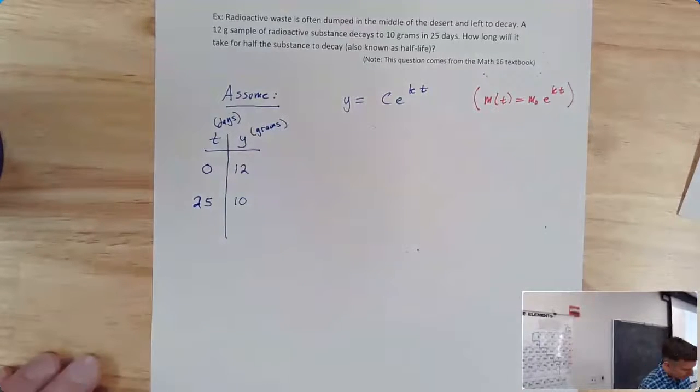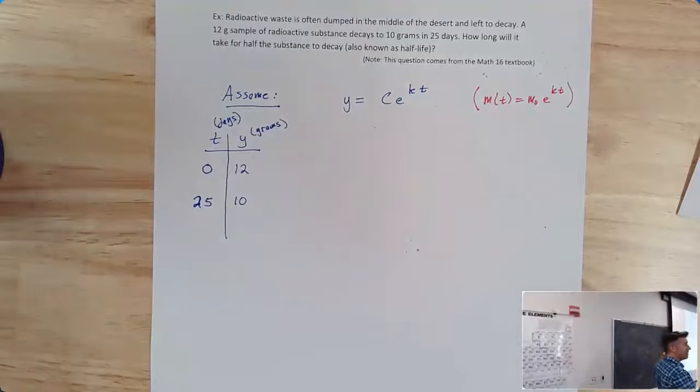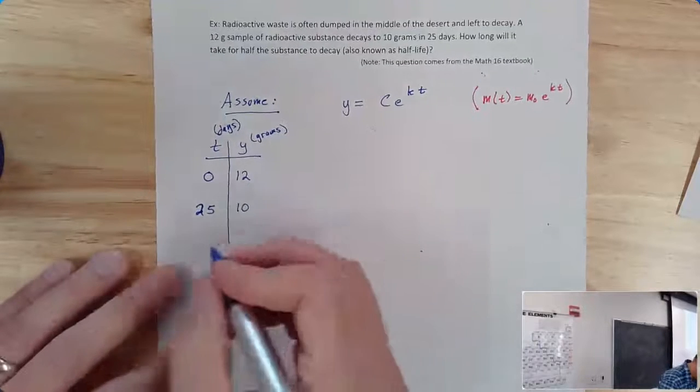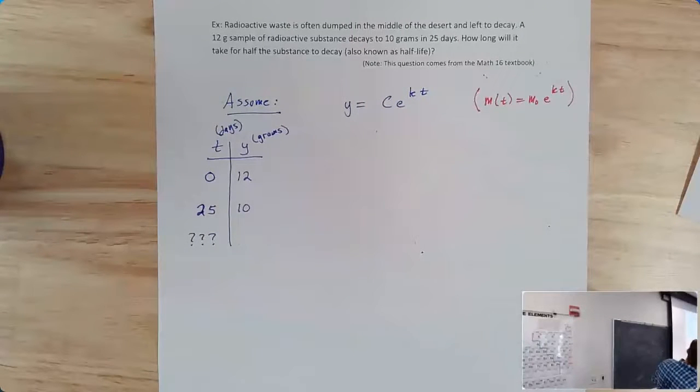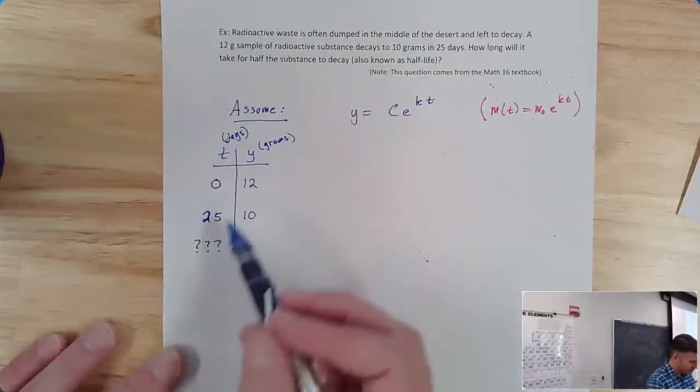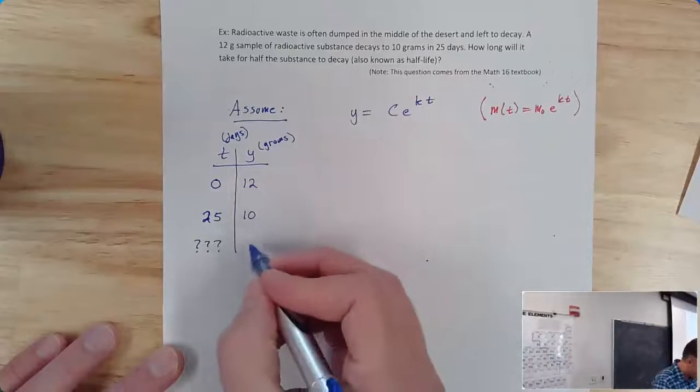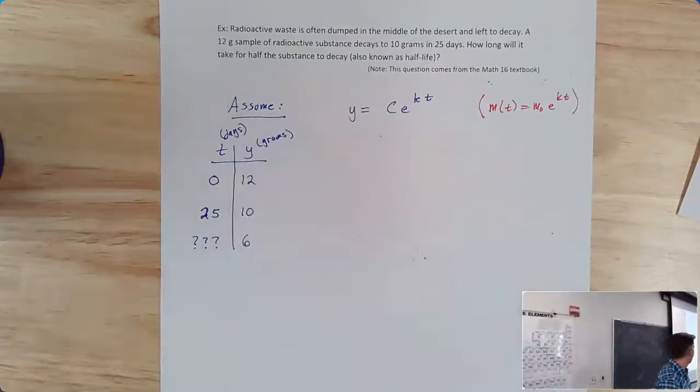Just be careful. And then finally, I like to make a third line on my table typically, because usually there's one more piece of information. I should say there's like half of a piece of information. There's the question they're asking, which is in this case, how long? So they're asking me for the time. I don't know what time it's going to be. That's what I'm going to try and find. How long will it take for half of the substance to decay, also known as the half-life? So we're asking how long it's going to take to get from 12 grams to how many grams? Right, half of what you started with. I highly recommend making this table every time you do these problems.